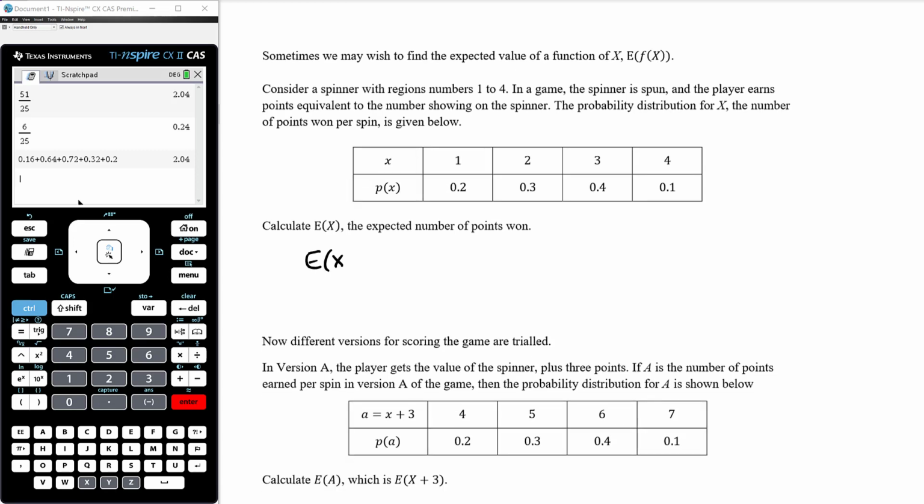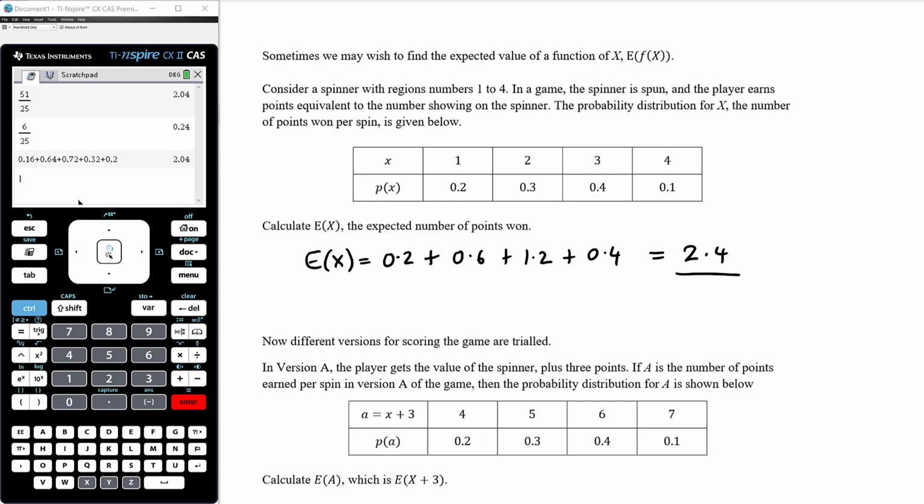Now we're going to be doing a lot of calculation here, so I'm going to do this fairly quickly. So we're doing 1 times 0.2, which is 0.2, plus 2 times 0.3, which is 0.6, plus 3 times 0.4, which is 1.2, plus 4 times 0.1, which is 0.4. And we're adding that up. 0.2 plus 0.6 is 0.8, plus 1.2 is 2, so it's 2.4. So we have an expected value of 2.4.